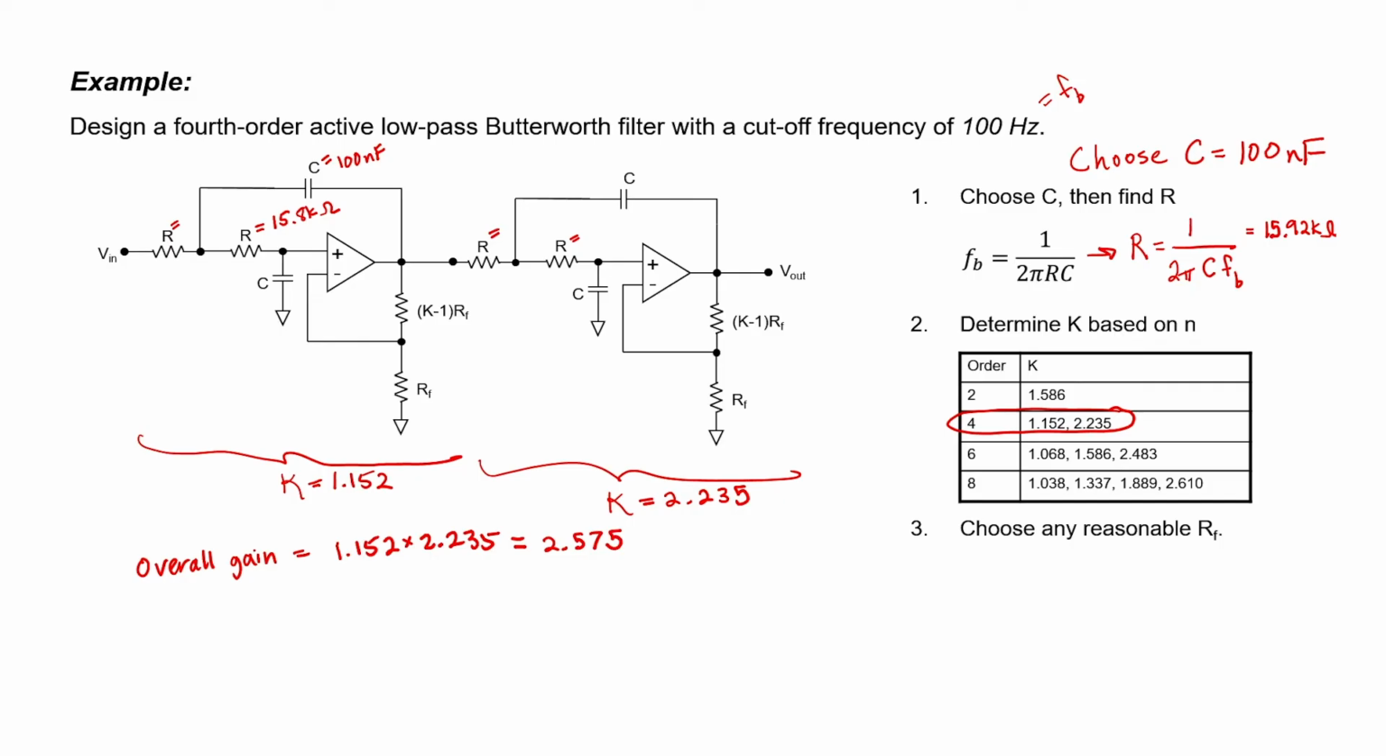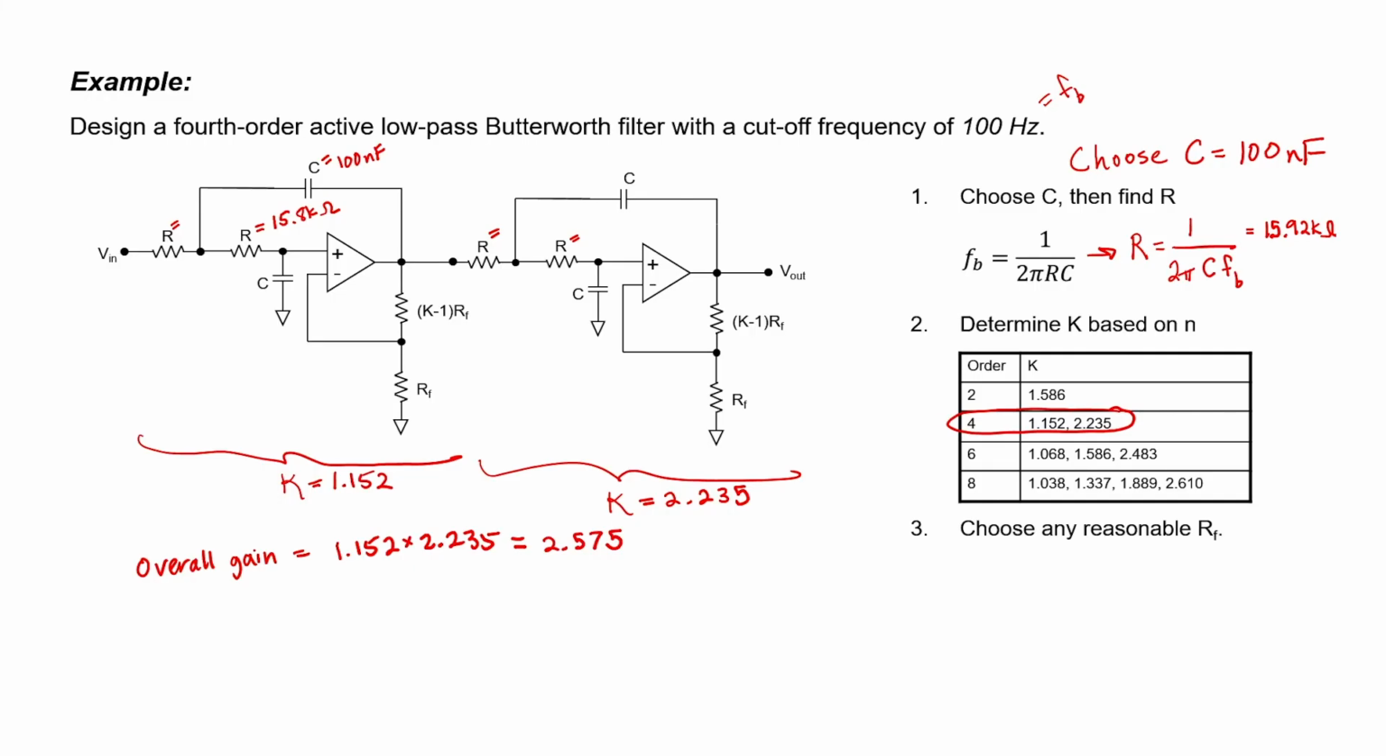The third step in the design procedure is to choose any reasonable feedback resistance R_F. Because I want values to be in the kilo ohm range, I'll pick 10 kilo ohms arbitrarily for my feedback resistor for both Sallen Key segments. Because I know what K is in each segment, I can then calculate what the other feedback resistor should be. We've now calculated every element in the entire circuit.